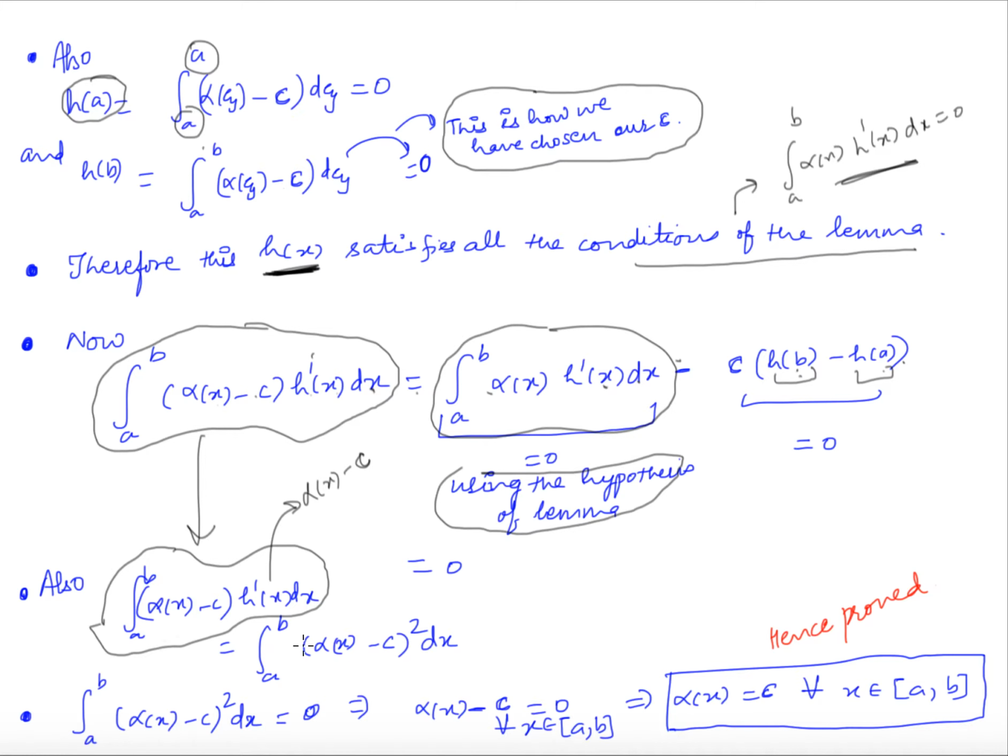Because they are the same integral, in the first approach you have seen that this integral is actually 0. So this integral is equal to 0, but the integrand is positive. The integral of a positive quantity from a to b can be 0 only if that quantity is 0. So it means that alpha of x minus c is equal to 0 for all x in ab. It means that alpha of x is equal to c for all x in ab. Hence proved. This is the lemma we will use to prove lemma 4, and then lemma 4 we will use when we derive Euler's equation.